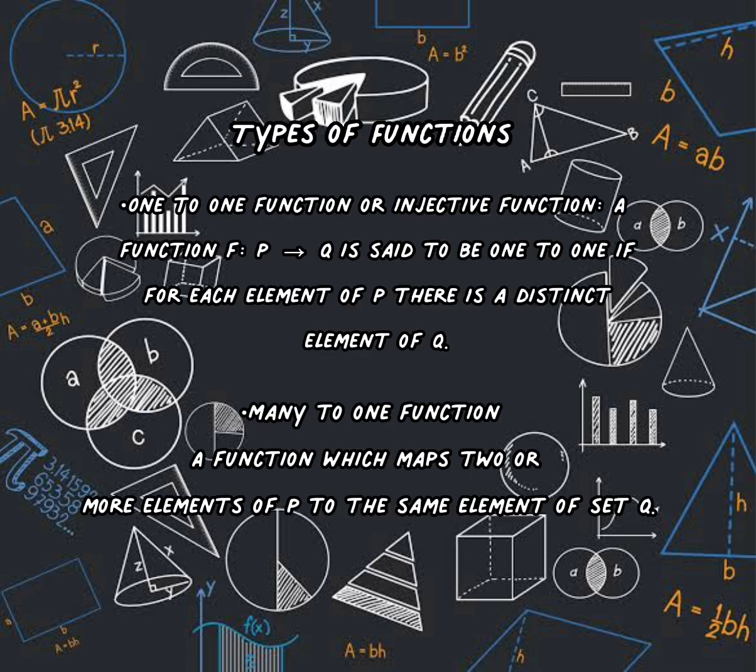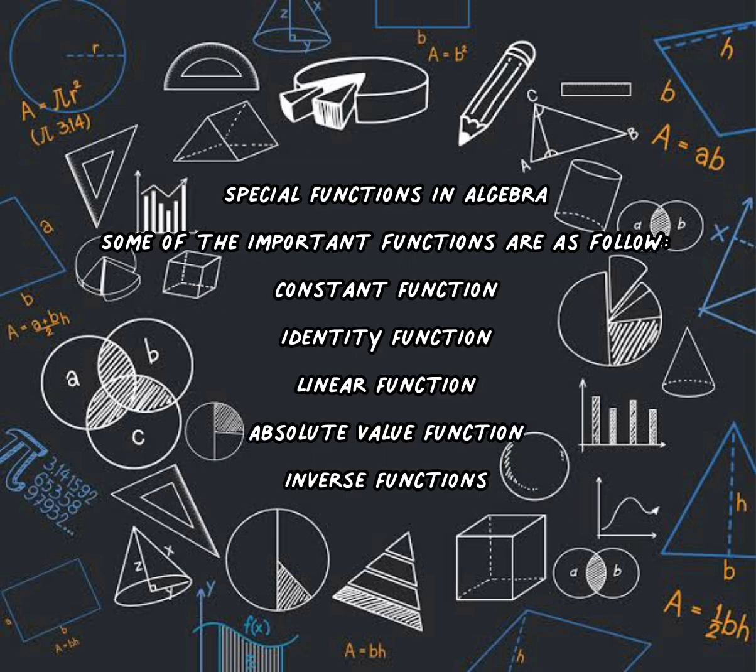Types of functions. One-to-one function or injective function: a function f from P to Q is said to be one-to-one if for each element of P there is a distinct element of Q. Many-to-one function: a function which maps two or more elements of P to the same element of set Q.